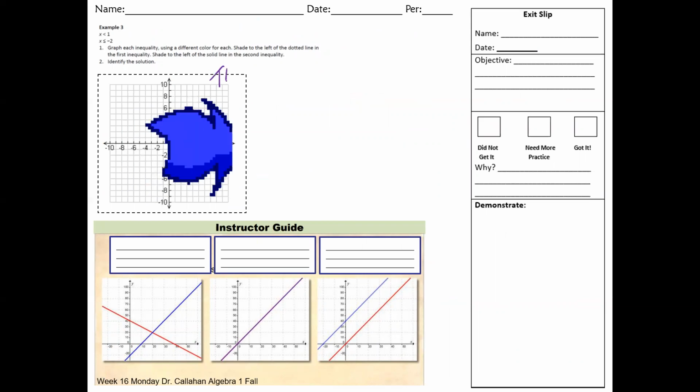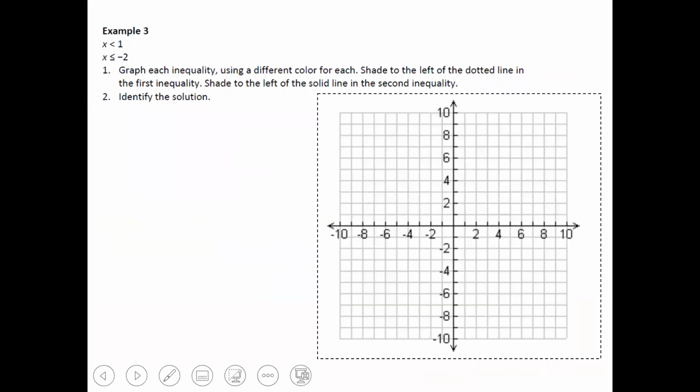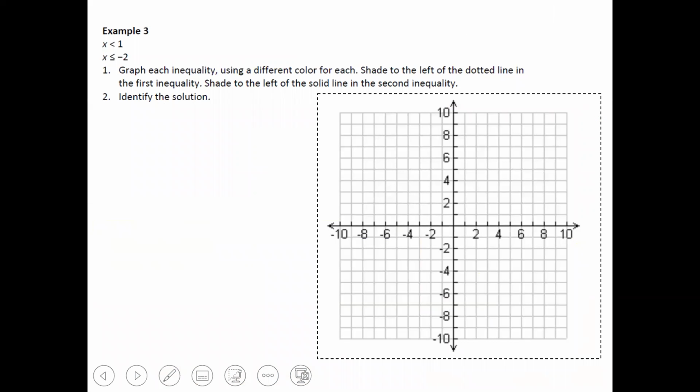Go ahead and try this one as well. It's on the back of the next page. And let's take a look at this one here. Okay, so x is less than 1. So then that means at x equals 1, which is right here, I'm going to have a dotted line. And because it's less than 1, you're going to shade the left side of this line.